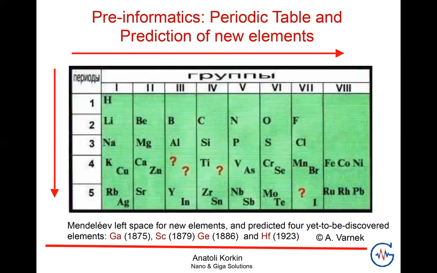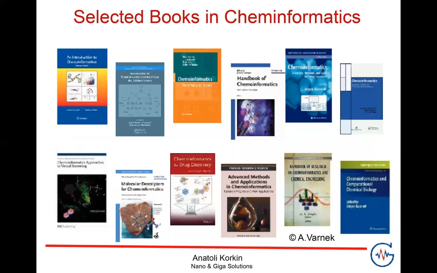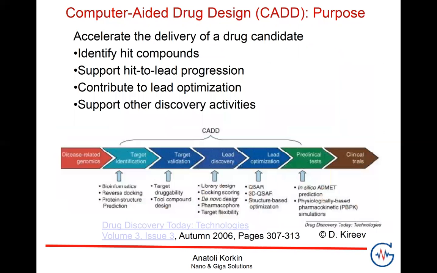So in fact, from this point of view, the first chemical informatics expert was actually Mendeleev, because he used the information about existing elements in order to predict existence of non-existent elements. So in some way, he was using what is now called chemical informatics paradigms. So there are a lot of books on chemical informatics actually nowadays. So if you want to learn something about it, there are really a lot of materials on this topic.